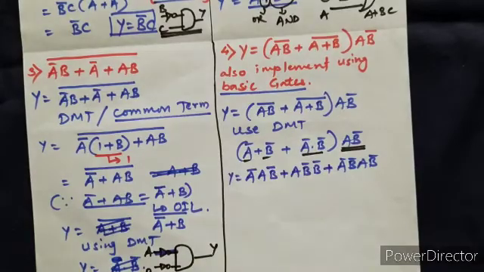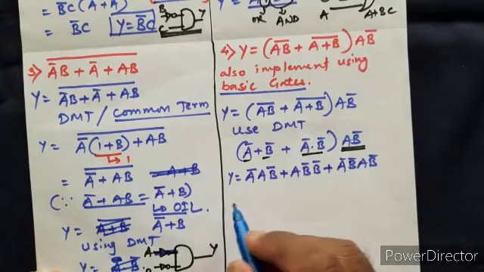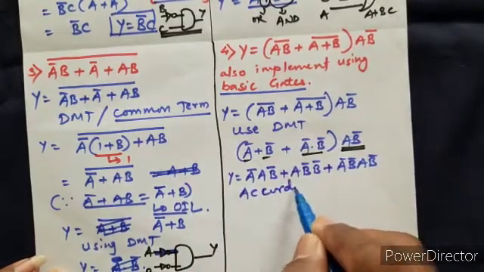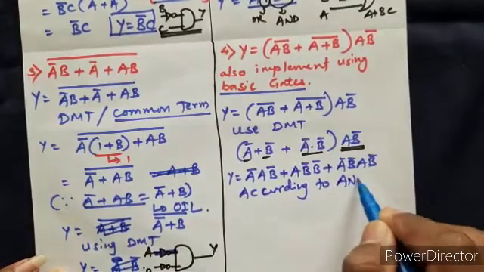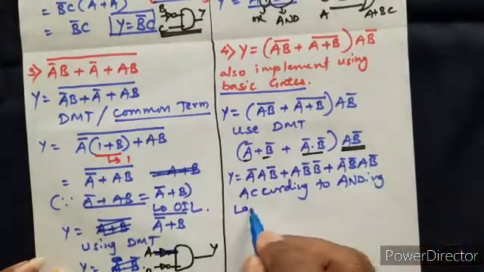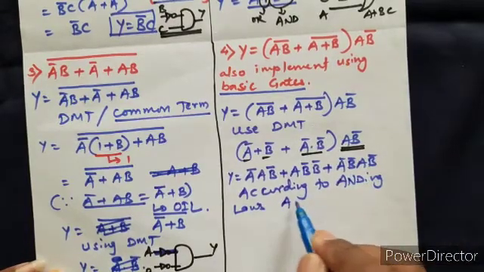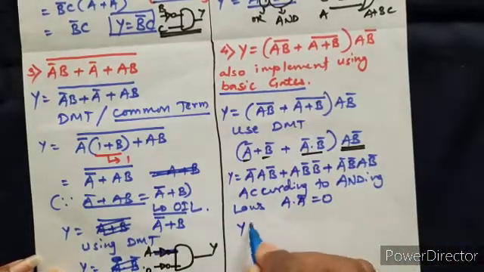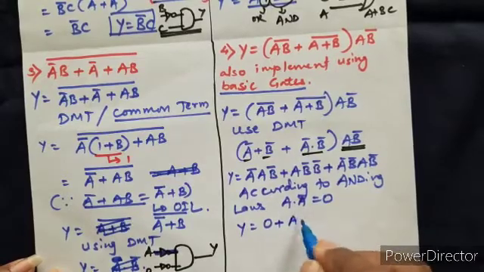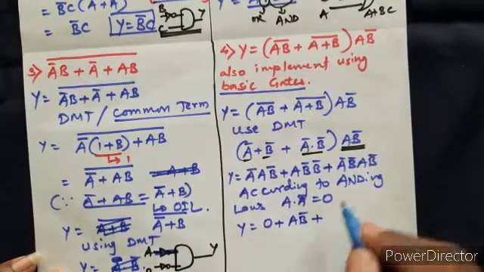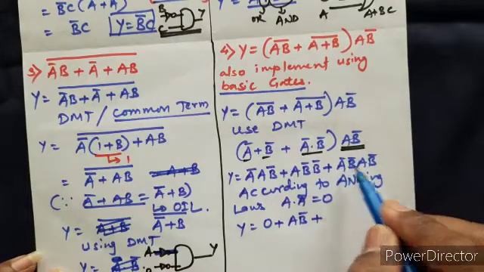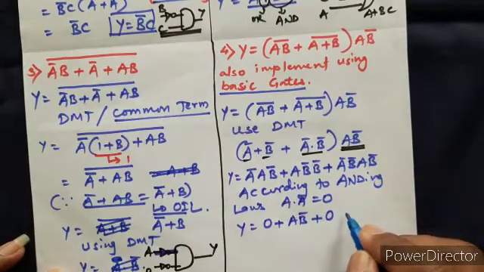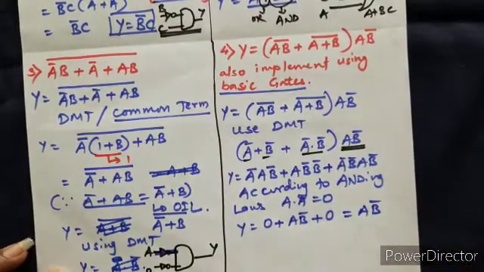Okay, now here according to ANDing laws, A into A bar is 0. Okay, so Y equals 0 plus A B bar plus, now you can see here A into A bar, this is 0. Okay, so finally what we have is A B bar.